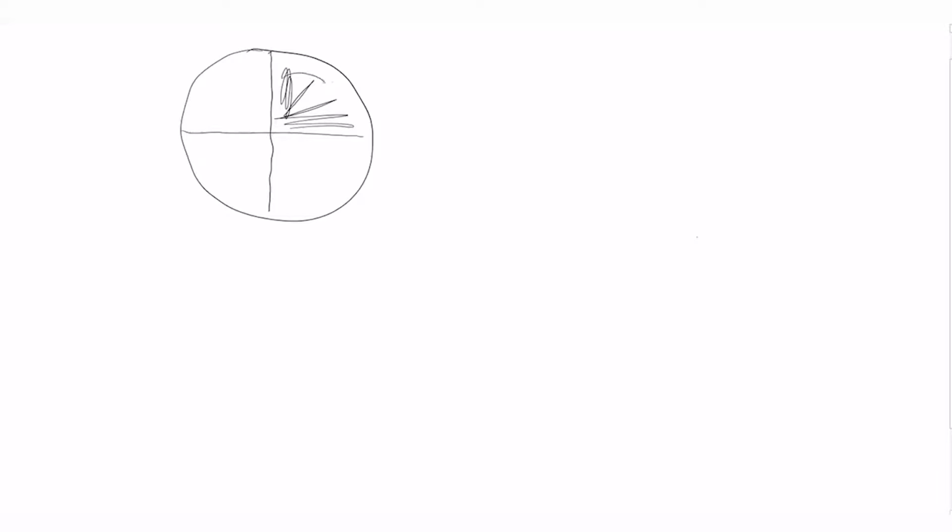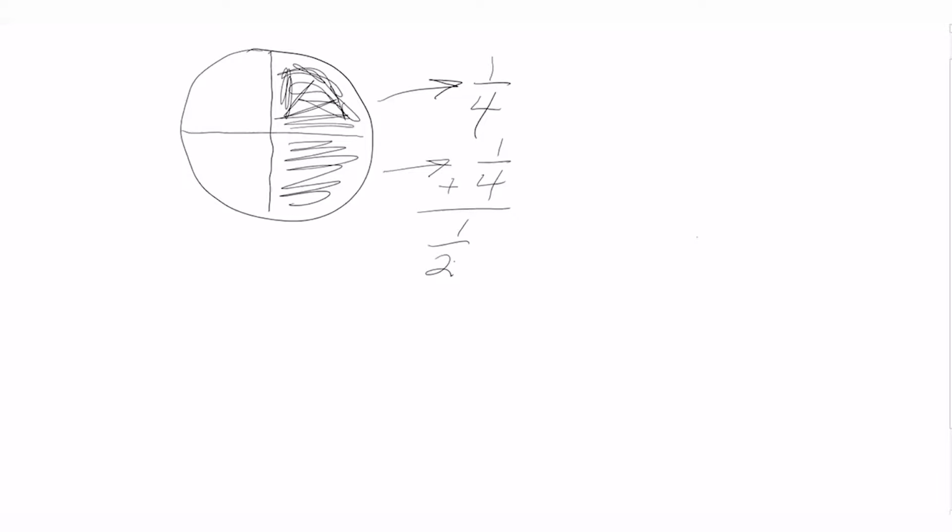Well, a fraction in its simplest form is a proportion. So if we took a pie and we divided that pie up into 4 pieces, we could say that this portion is 1 part out of 4. Therefore, this is 1/4 of the pie. If we had 2 pieces of the pie, we would have 1/4 plus 1/4, which is 1/2.